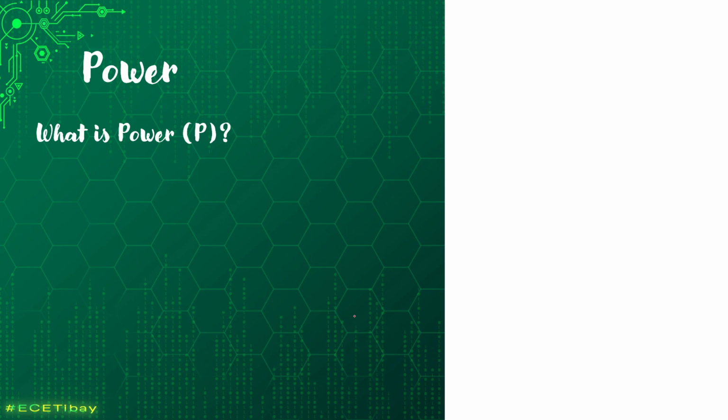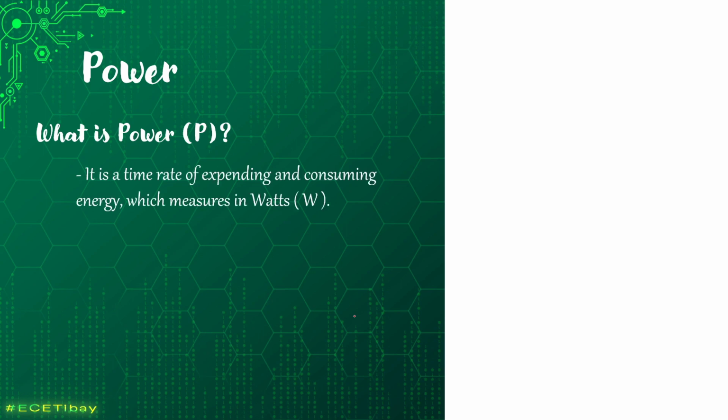So next is the power. What is power? It is the time rate of expending or consuming energy, measured in watts. Power is represented by P and measured in watts, which is W. So this is the equation of the power.